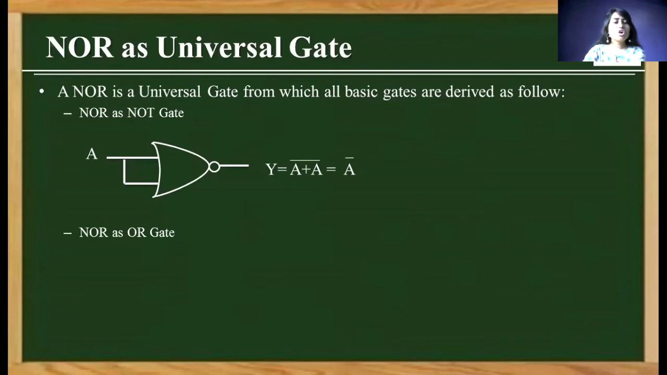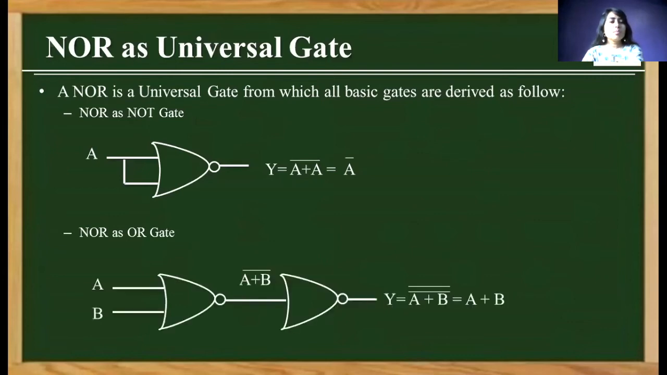Then NOR as an OR gate. So to perform the OR operation, we require two NOR gates. So here in the first NOR gate, the NOR operation is implemented: (A plus B) whole dash. Now this requires again an inversion. So here we use only one input and it becomes an inverted output. So ((A plus B) dash) whole dash, we have A plus B. So this is how, using NOR, we can implement an OR gate.